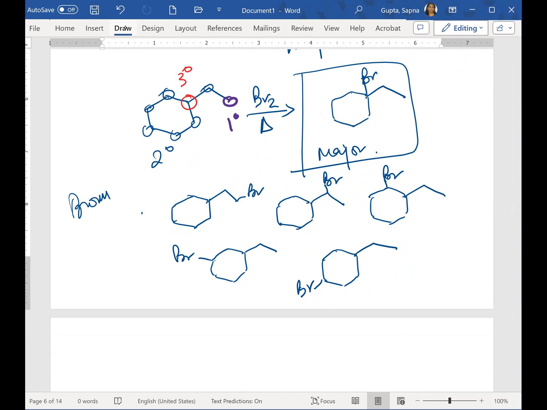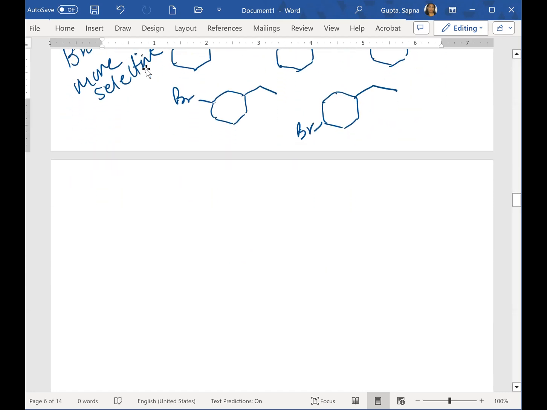Oh my gosh, this is horrible handwriting. So let me write that again. Bromine is more selective. And that's because the bond breaks a little bit slower. Okay. All right. Now let's talk about stereochemistry, because that's what you were missing for so long.